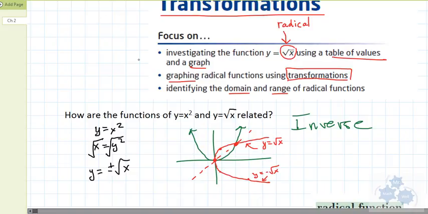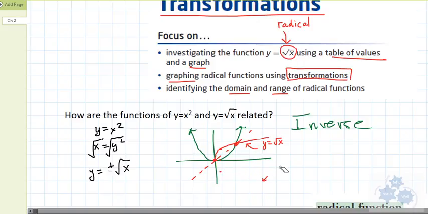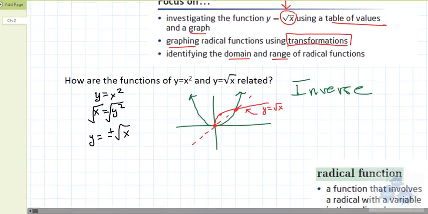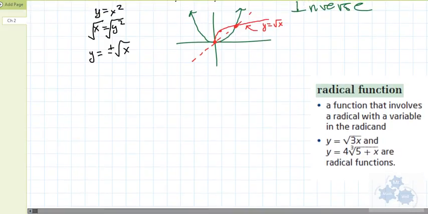So if we look at y equals x squared and y equals square root of x, they are inverses and their graphs kind of look something like this. So there's y equals x squared, and here's y equals square root of x. What we're going to do is explore this kind of rough-looking graph a little bit more by using a table of values. But let's just officially look at the definition of what a radical function is.